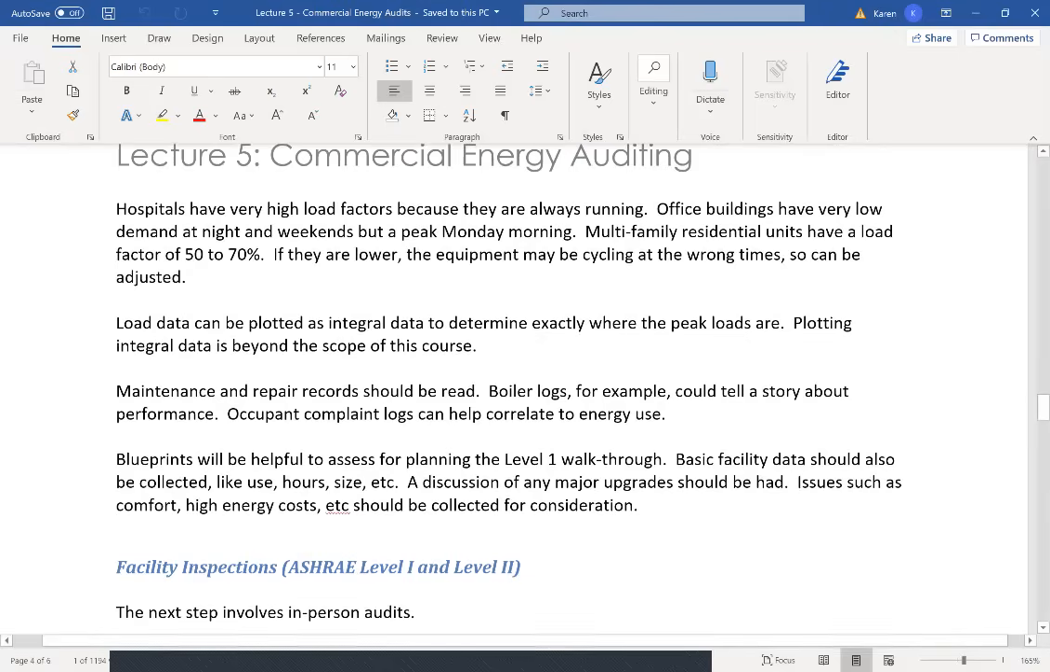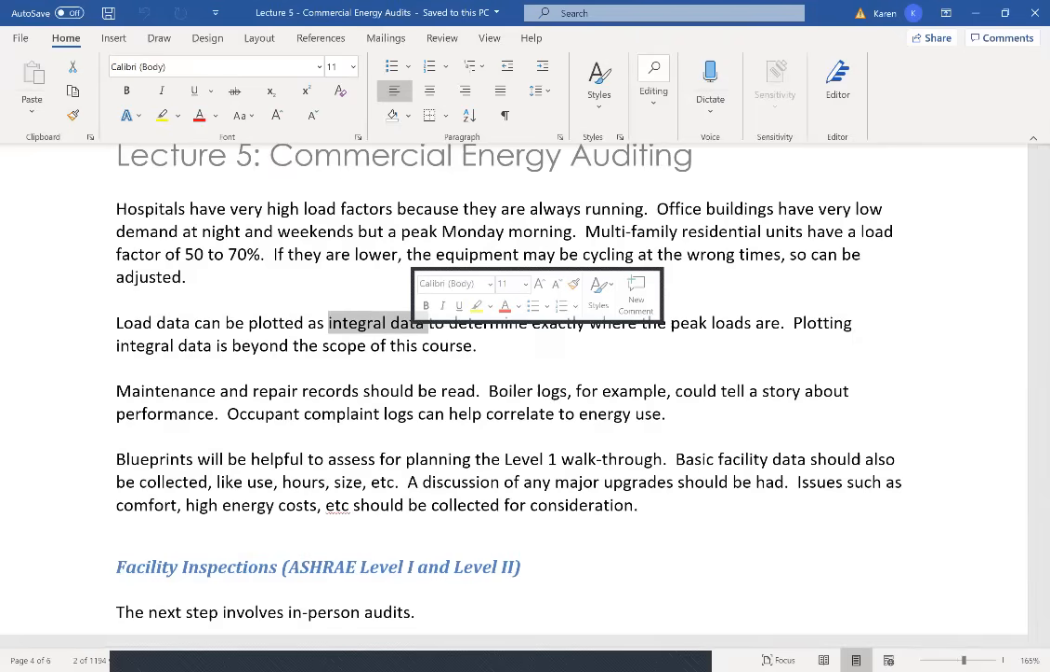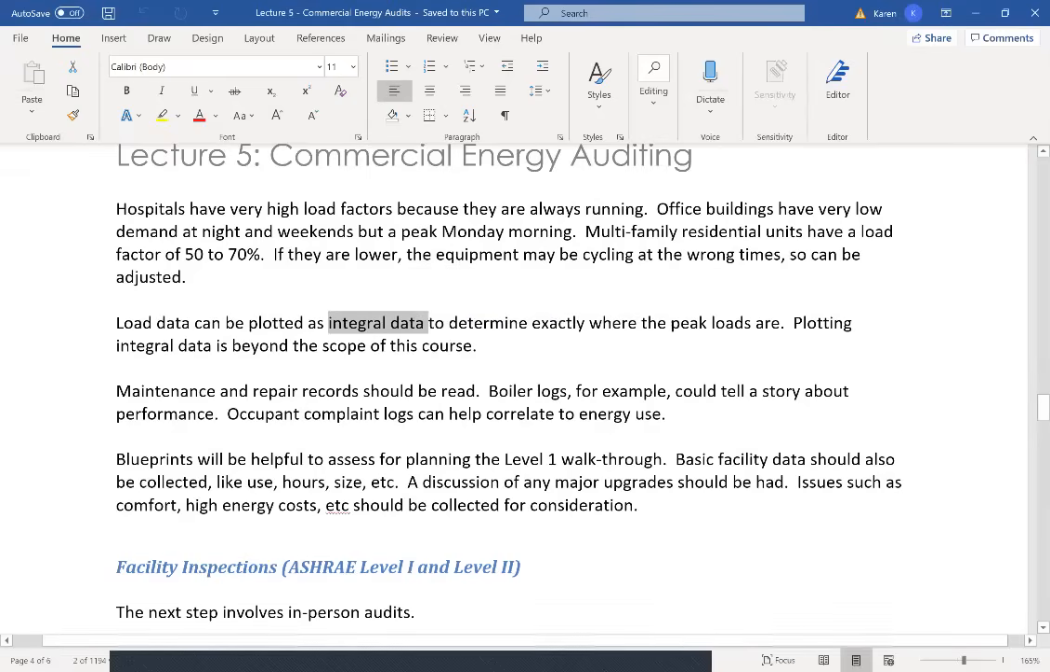So you can also take that load data and plot it as integral data. If you want some information about integral data plotting, it's very interesting from a peak demand point of view. It's a 3D way of plotting how demand is used so that you can see where the peak power requirements are for your facility. And then you can do what's called peak chasing to get rid of that peak, to lower that peak demand cost. So this is all in that preliminary assessment.